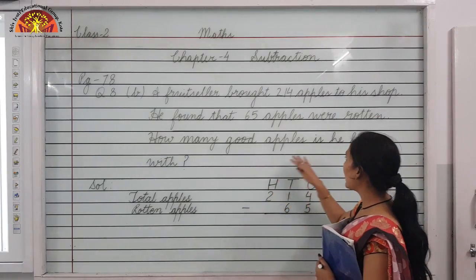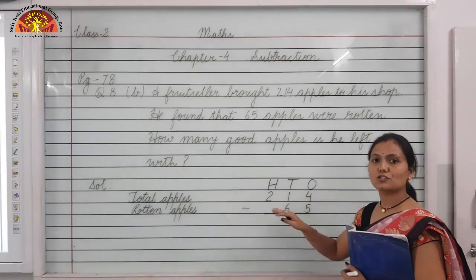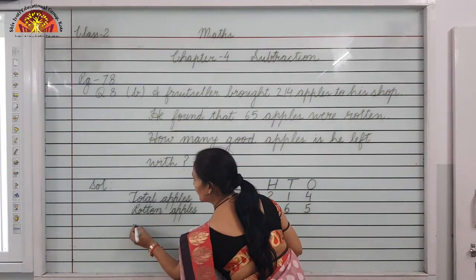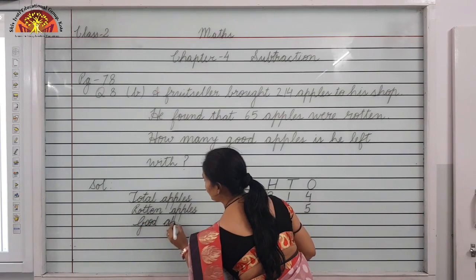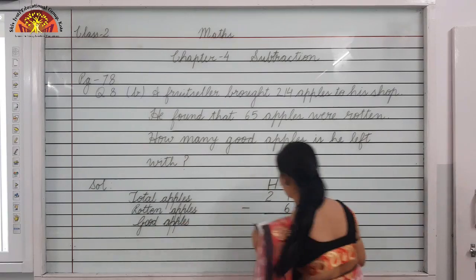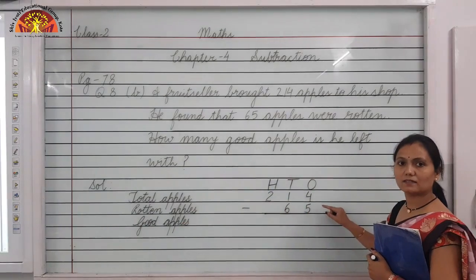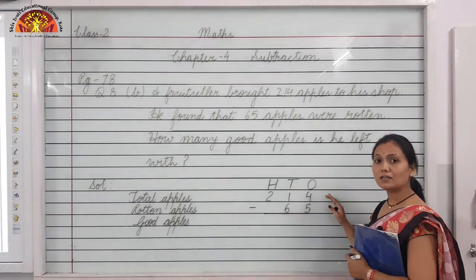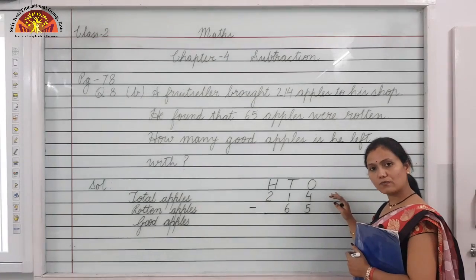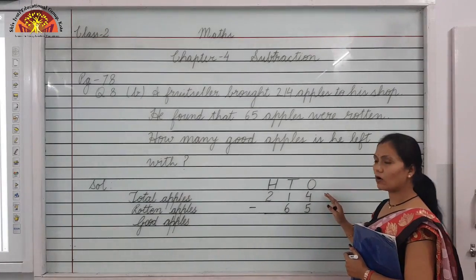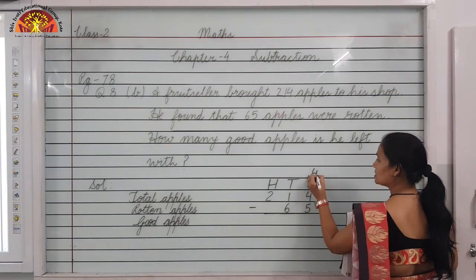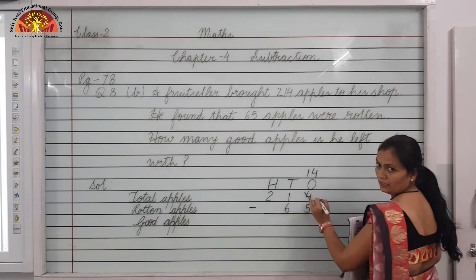How many good apples is he left with? So we have to calculate the number of good apples. So we will write here good apples. Now we will subtract 65 from 214. It is not possible to subtract 5 from 4 because 4 is smaller than 5. So we will borrow 1 from tens place. So this 4 becomes 14.